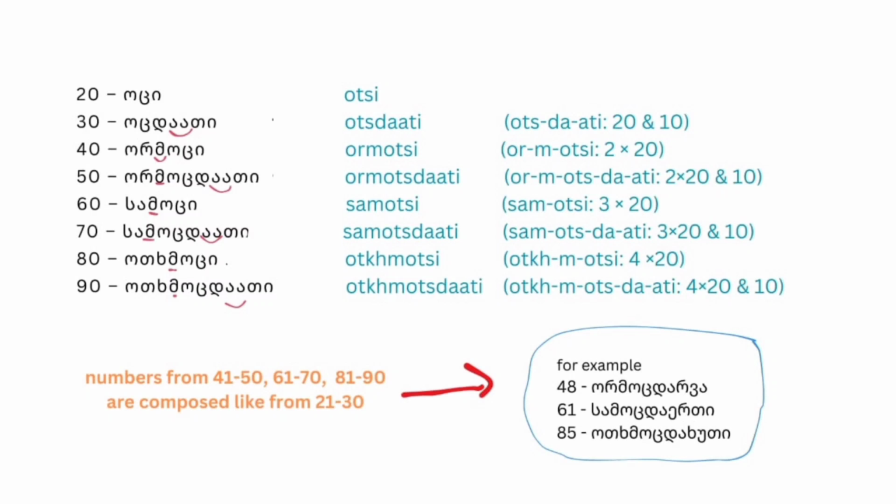To say 90, we say 80 and 10: otrmotsdati.